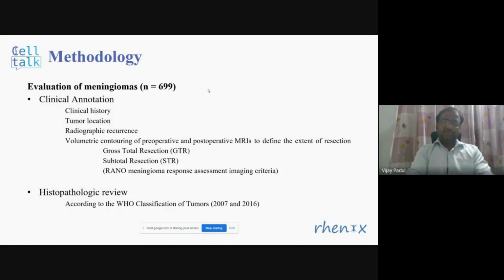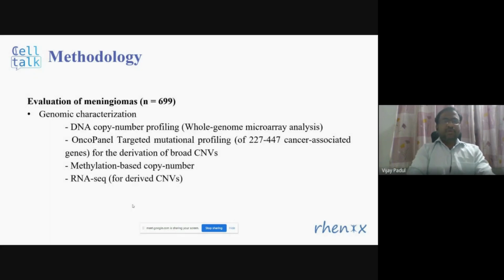So in detail, they analyzed 699 tumors, and they took clinical annotations such as clinical history, tumor location, radiographic features, and volumetric contouring of the tumor, whether it was completely resected or it was a subtotal resection. It was analyzed, and histopathological review according to the WHO classification scheme 2007 and 2016 was carried out.